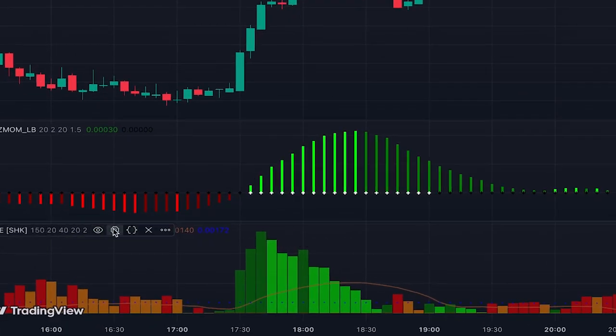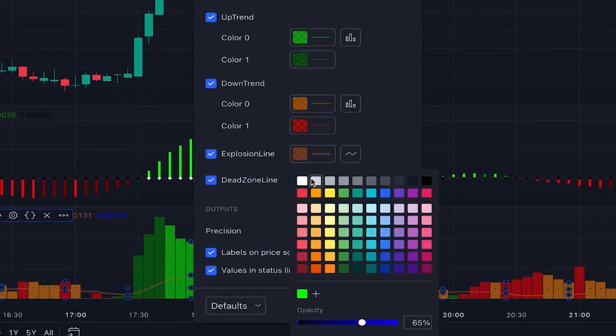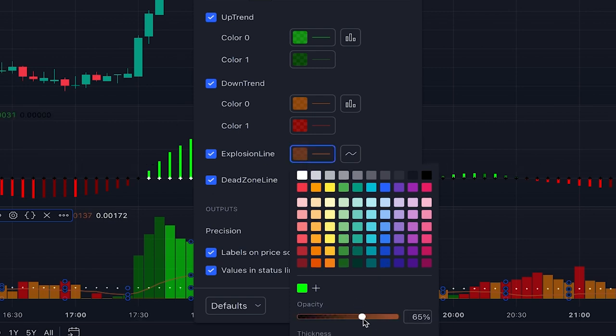First, let's go to the settings of the indicator. Here in the style tab, let's change the color of the dead zone line to white, and let's increase the opacity to 100%. And for the explosion line, let's increase the opacity to 100% and decrease the thickness, and let's make its color yellow.